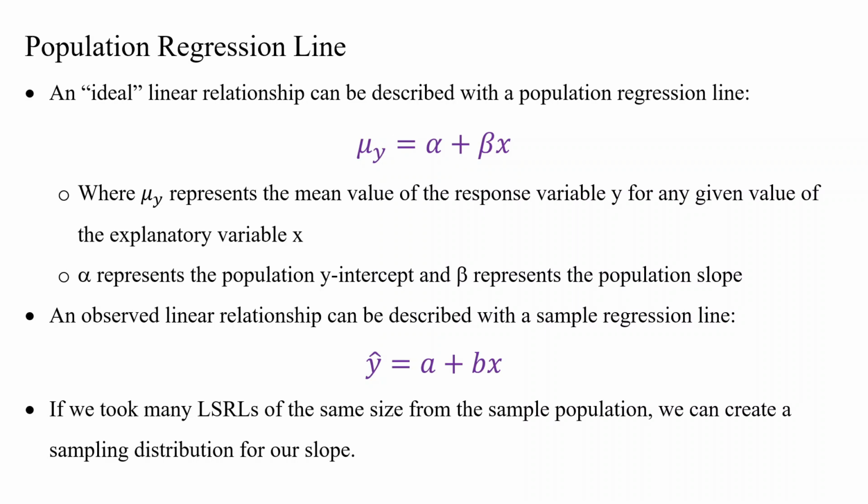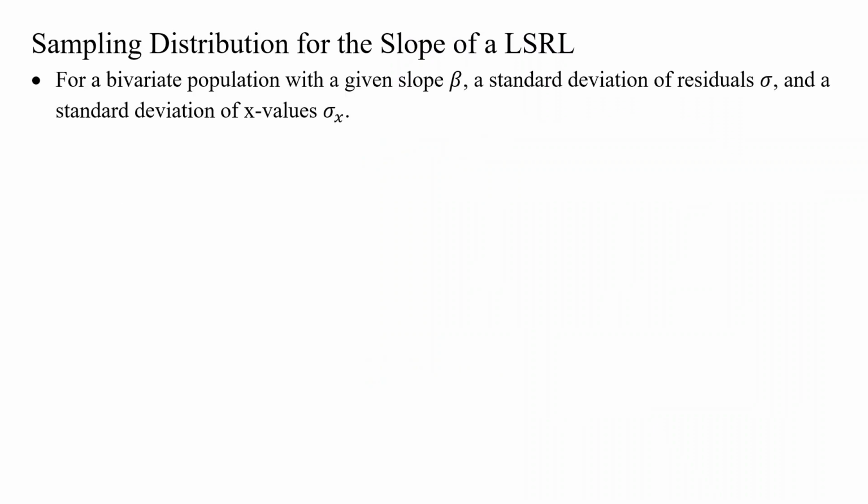There is inference for our y-intercept that we could do, but we're not going to touch that in AP statistics. We are going to look specifically at slope. So if we took all of the slopes from all of those different least squares regression lines and put them together, we create our sampling distribution. So the sampling distribution is based on, again, bivariate population data, and it has a given slope beta. So again, that's our population slope.